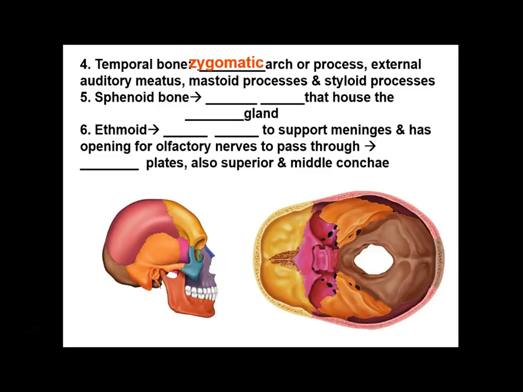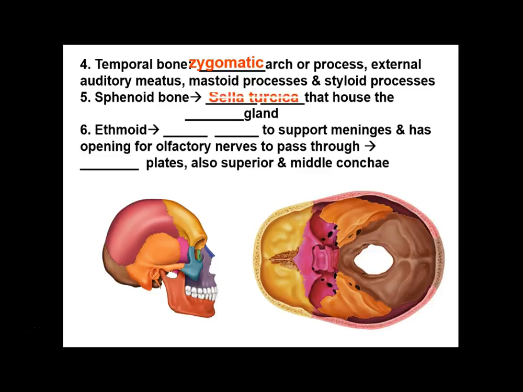And then you see underneath the auditory meatus a little stick-like structure. That's a styloid process, and again, it's an attachment place for nerves and muscle. So all of those are features of the temporal bone. So on the test, I might say, what bone has the mastoid processes, the styloid processes, the external auditory meatus, and the zygomatic arch? And you would tell me the temporal bone.